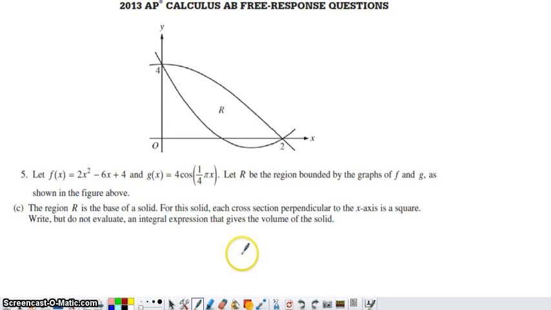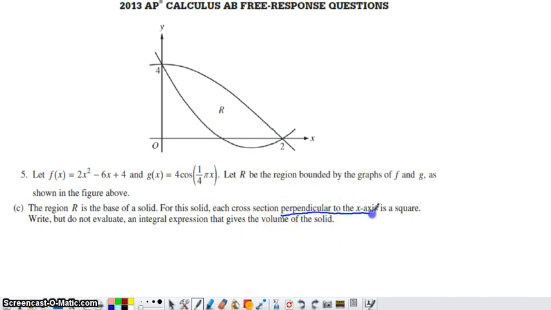So this video will be part C of number 5 from the 2013 AB exam. So we have this region R again, and in part C it says the region R is the base of a solid. So really something is sitting on this, so it has a flat base and it's coming off of the screen toward us. For this solid, each cross-section perpendicular to the x-axis is a square.